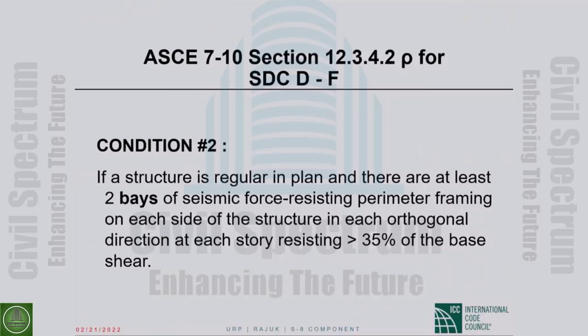Condition number 2, if a structure is regular in plan, so all of this is condition. The structure has to be regular in plan. There are at least 2 bays of seismic force resisting perimeter framing on each side of the structure in each orthogonal direction at each story resisting more than 35% of the base shear. Too many each in this sentence, making it very difficult to understand.